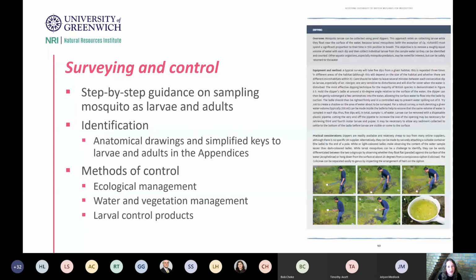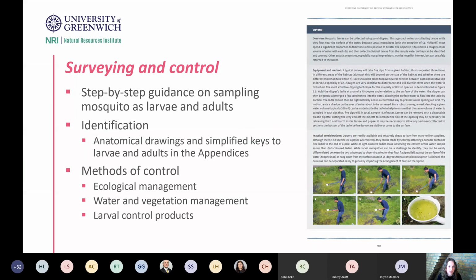A hint on how to do some of the identification. We refer to, of course, the published keys, but we have included a simplified key to adults and larvae. So that's a useful tool to use if you want to actually conduct your own sampling programme and have a go at doing some identifications.